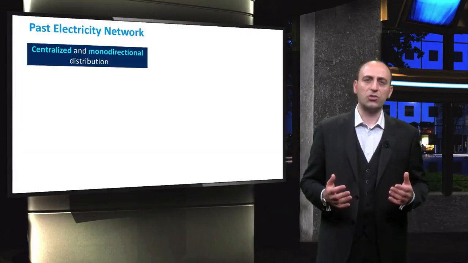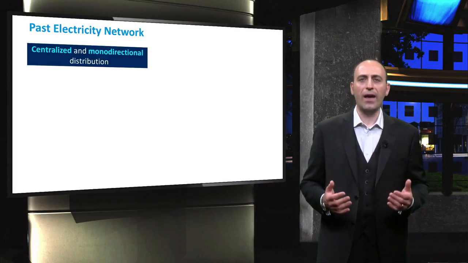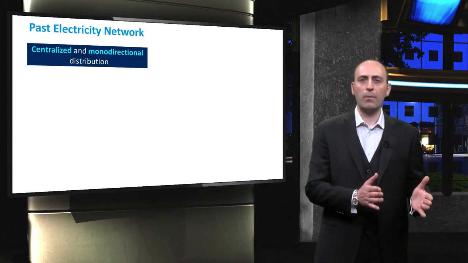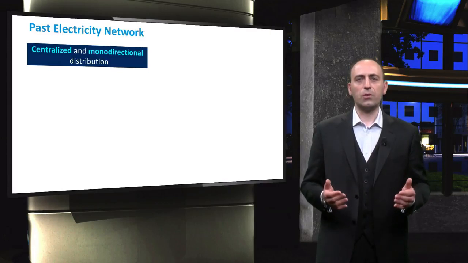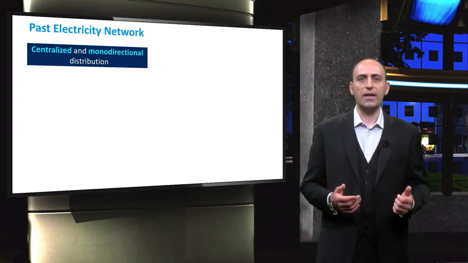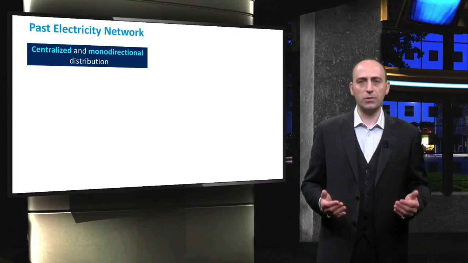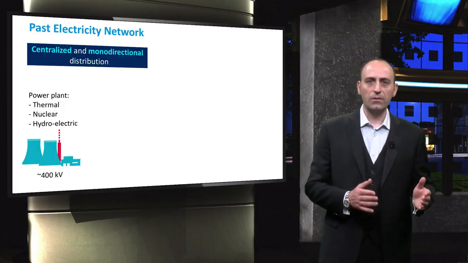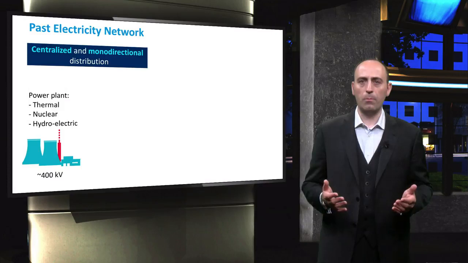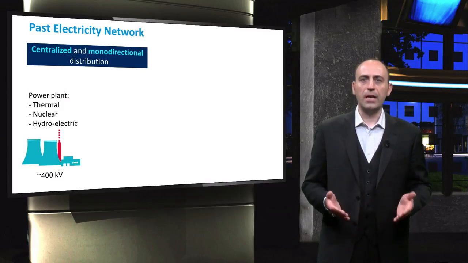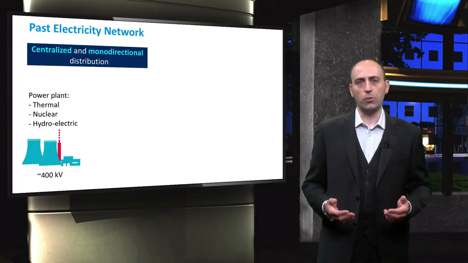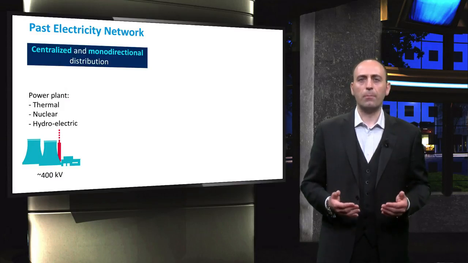Nowadays, we are facing a change in the paradigm of how energy is delivered from a power plant to the loads. Until now, the used electricity network can be defined as a centralized and monodirectional distribution system. At the one hand of the electricity grid, we have the power plants, which are the only structures generating electricity. They can be divided into three major groups. First, the thermal power plants.